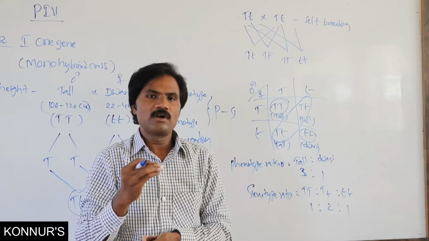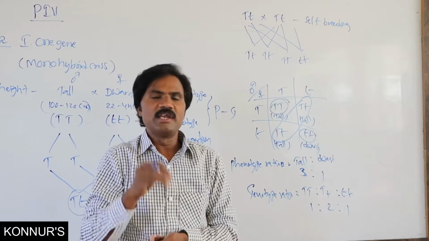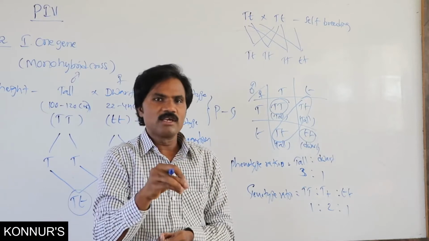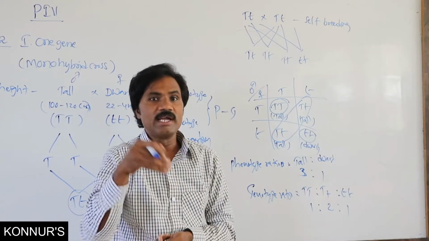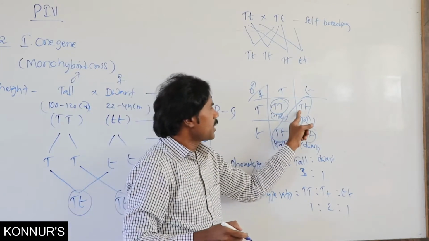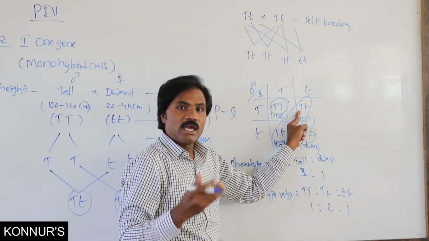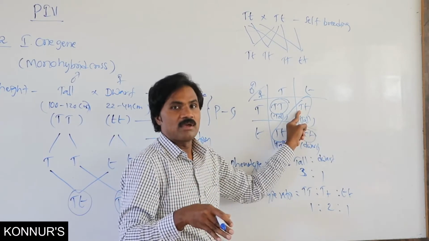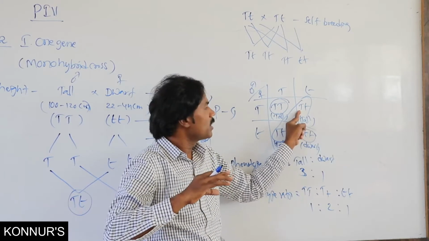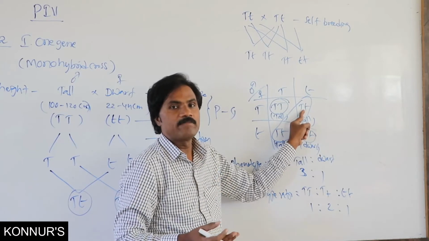What is the law of dominance? Alleles influence in itself. So one allele influences, that means it affects itself, if it is in the heterozygous condition. For example, capital T, small t. Here, this particular allele affects itself when compared to the other allele. That is what we call dominant.